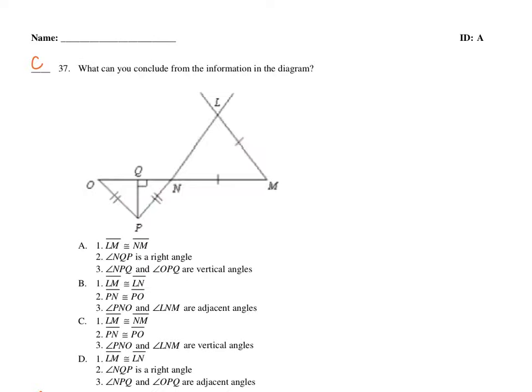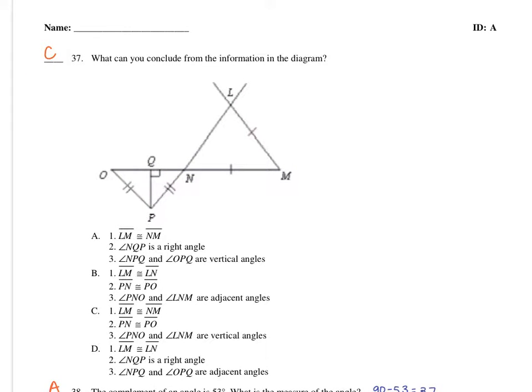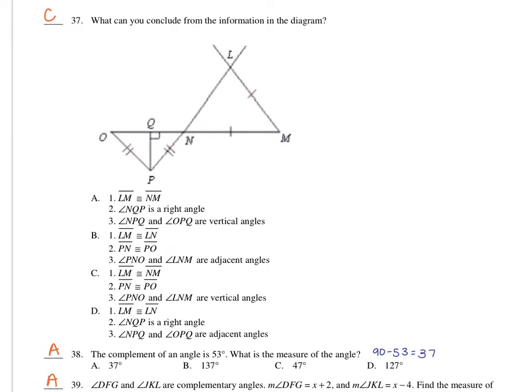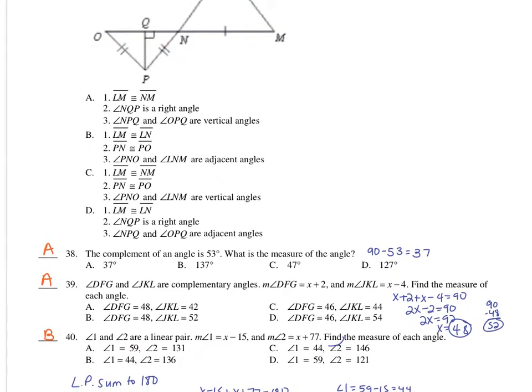All right, 37 says, what can you conclude from this diagram? So there's a lot of stuff going on. You've got a right angle. You've got two sets of congruency marks, so OP is equal to PN, and NM is equal to ML. And then angle PQN is a right angle. So you can also say that PQO is a right angle. So those were the answers that were correct. Probably going to be easier to eliminate on that question.